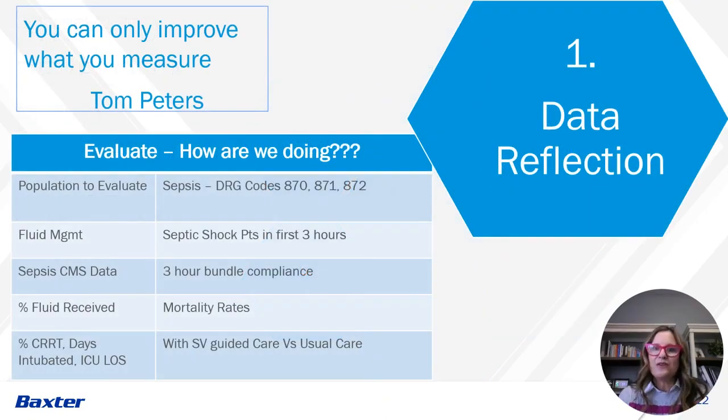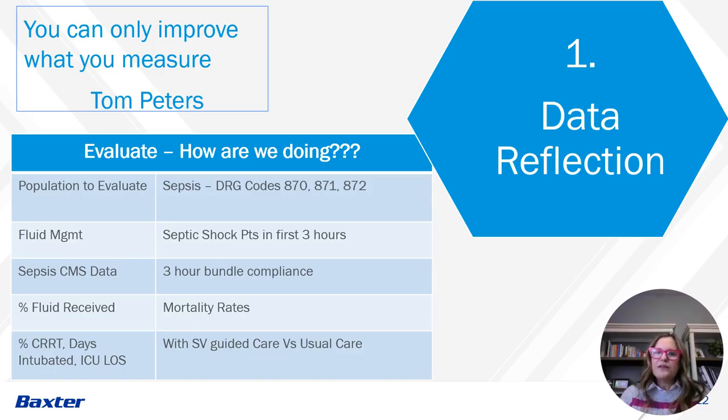The first is data reflection. I like this statement from Tom Peters. You can only improve what you measure, right? So if we don't know where we're at, how can we move forward? And if we're not evaluating once we move forward, how do we know if we're doing any better, right? It's really important. So when you think about how we're doing, how are we going to evaluate that?